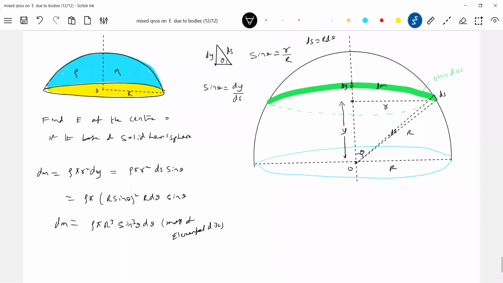Now, what is rho you can write? First, we should define rho. So rho is M by 2 by 3 pi R cube. If I substitute that also, pi R cube gets cancelled. So this will be 3M by 2 sine cube theta d theta. This is the mass of that elemental disk. Rest all everything will enter into it.